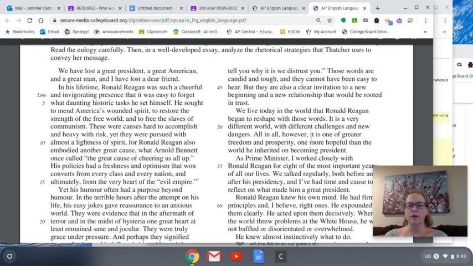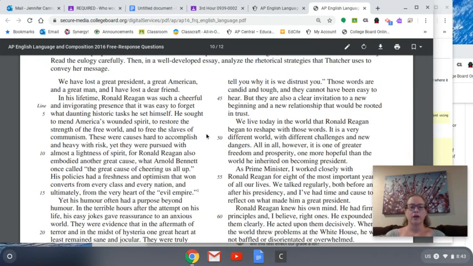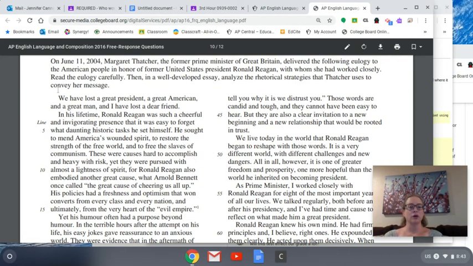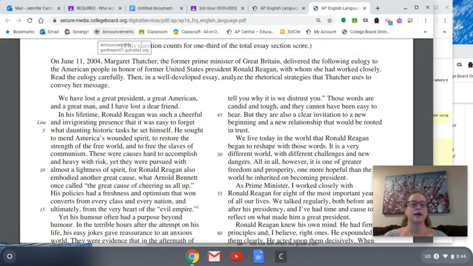So what I've been doing is pulling random AP tests from previous years and trying it out and seeing how it works. I don't even know what year this is from, but on June 11th, 2004, Margaret Thatcher, former Prime Minister of Great Britain, delivered the following eulogy to the American people in honor of former United States President Ronald Reagan, with whom she had worked closely. Read the eulogy carefully. Then, in a well-developed essay, analyze the rhetorical strategy that Thatcher uses to convey her message. So we don't know the message. We're going to have to decide that. That's going to be the top of the rhetorical triangle.